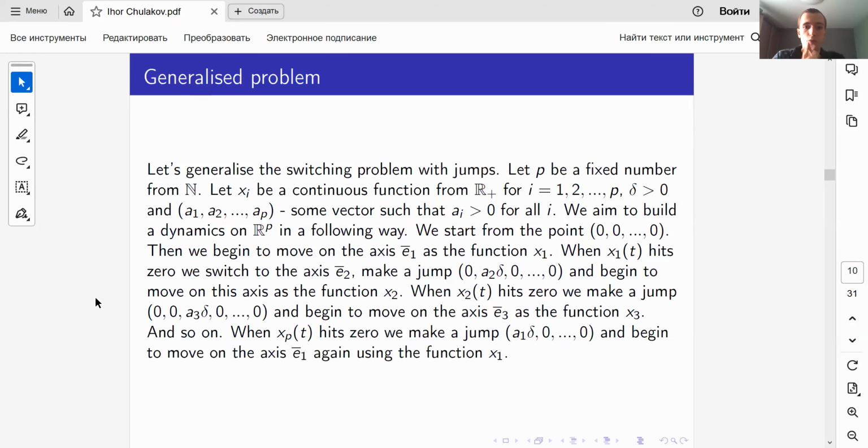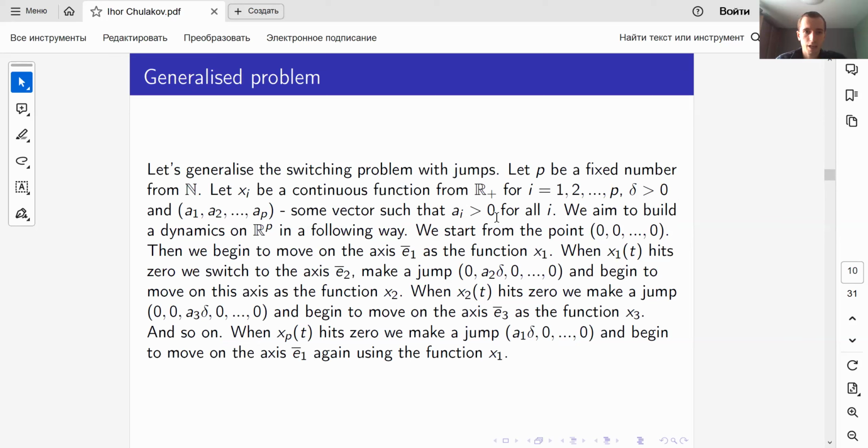Let's generalize the switching problem with jumps. Let p be a fixed number from N, let xi be a continuous function from R plus, for i from 1 to p, delta greater than 0, and also we will have some vector ai, where ai greater than 0 for all i. We aim to build a dynamics on R^p in the following way.